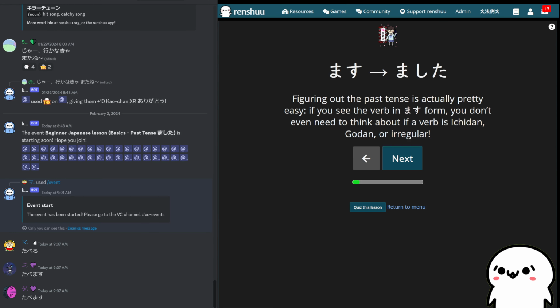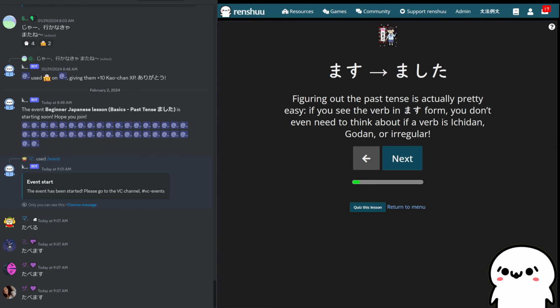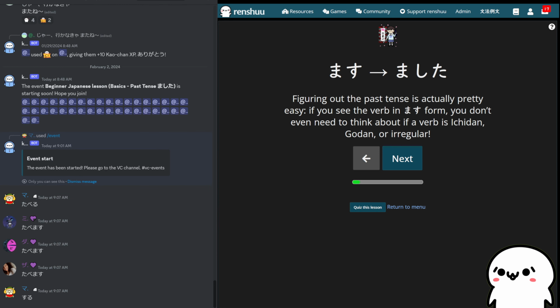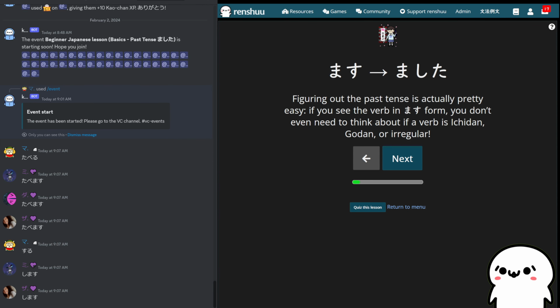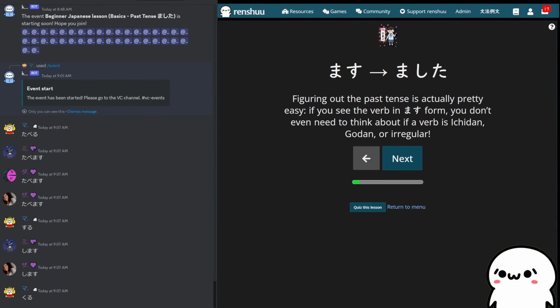So taberu is an ichidan verb. It becomes tabemasu. I'm going to jump straight into the special ones, the irregular ones. What about suru? Right, that's shimasu. There's one more irregular. I'm going to jump out and do that one right now. Kuru, or to come.